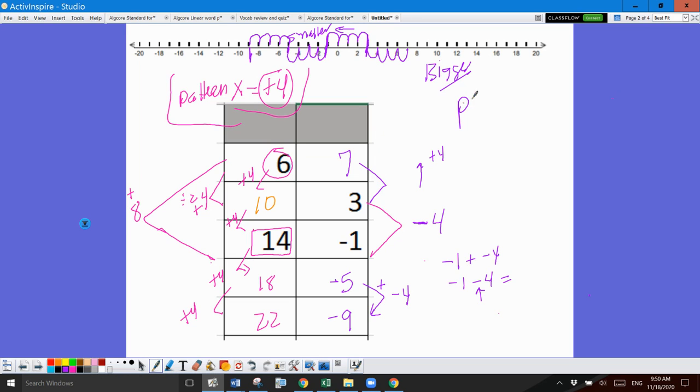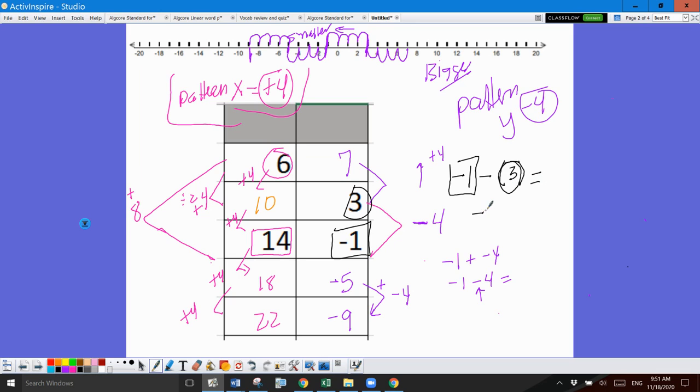So when I think about my pattern of the y, I know that's going to be a negative 4. So let's check ourselves with the box minus the circle, okay? So negative 1 minus my 3. So my box minus my circle. Negative 1 minus 3. Well, negative 1 minus 3 is the same thing as negative 1 plus a negative 3, so that's still going to give me a negative 4.